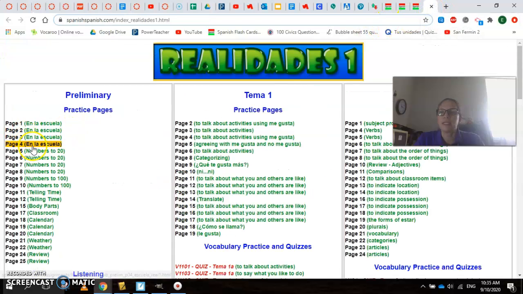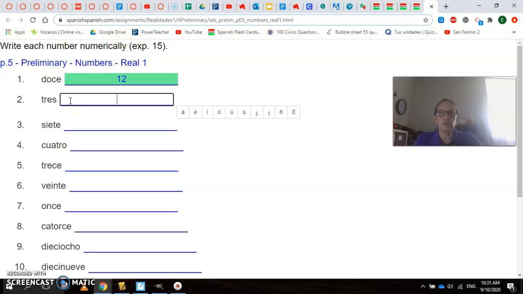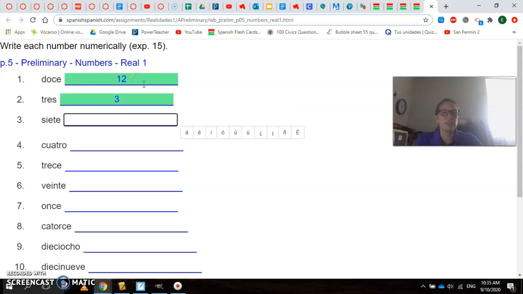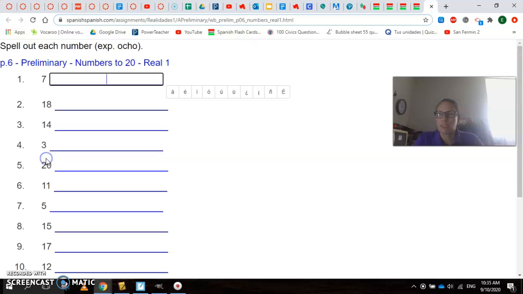Let's go and look at the activities that you're doing today. So you have an idea what you had to do. And this one says write each number numerically. So that means that you had number 12 there, you just need to write 12. It turns green. You have number 3 there, you write 3, and they turn green every time that you answer correctly. The next one, página 6, says spell out each number.